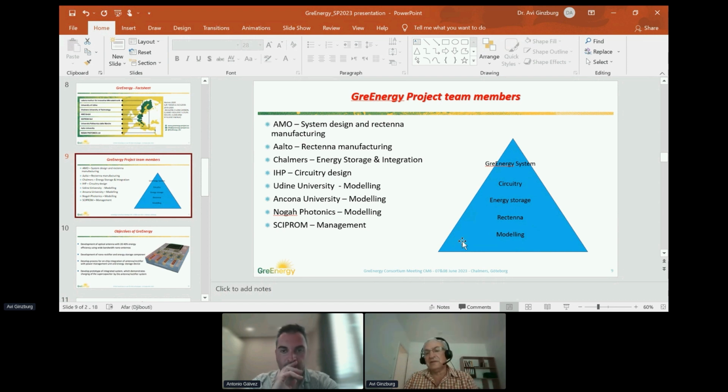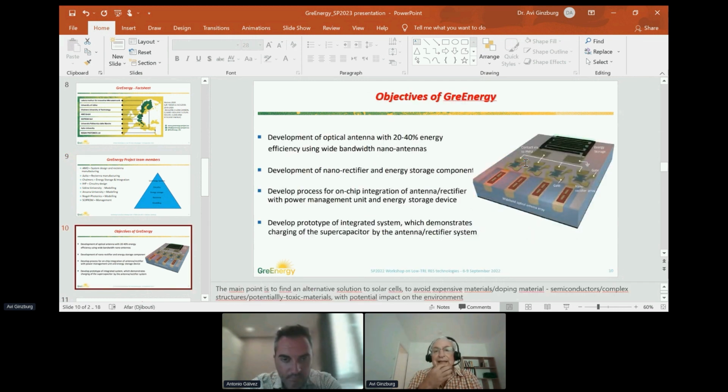So altogether, we start with the modeling and then build the Rectenna, and then in parallel, the energy storage, the circuitry, and the overall system will be integrated at the end of the project. Here you have an overview of the objective of the overall system. So our aim is to develop a prototype and integrated system which demonstrates the harvesting of sun energy, not 90%, because we are in the beginning. We hope to get 20 to 40% of the energy to be converted, and this is only to start with.